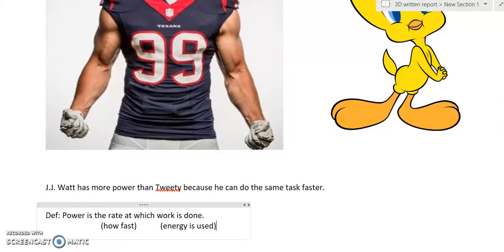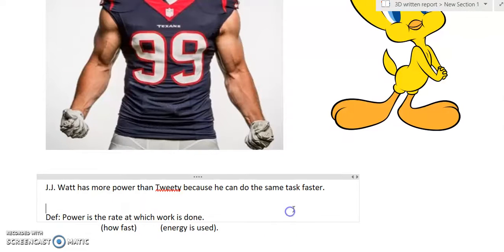Because when you get down to it, work is just energy applied to a task, right? So the energy is being used. So now our definition reads, power is how fast energy is used. That makes sense. So when you think of voltage, current, and resistance, it's worth remembering which one is energy.